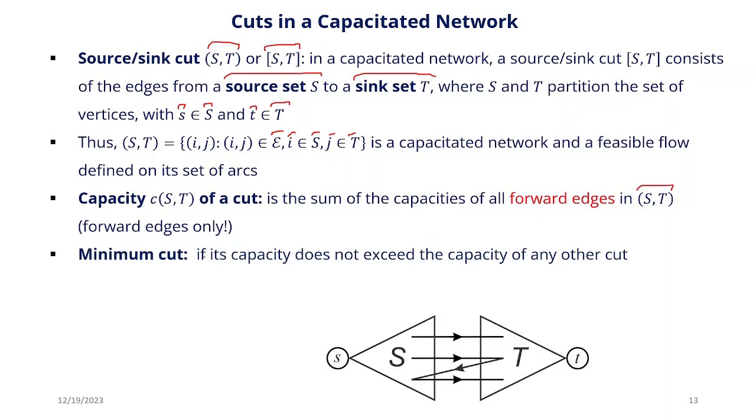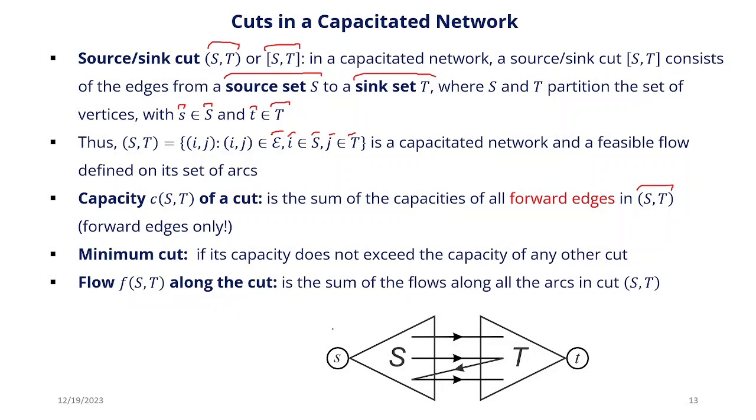We will describe the minimum cut. You can have several different cuts depending on the way the source set and the sink set are selected. Whatever cut you get, if its capacity does not exceed the capacity of any other cut, then we say it is a minimum cut.